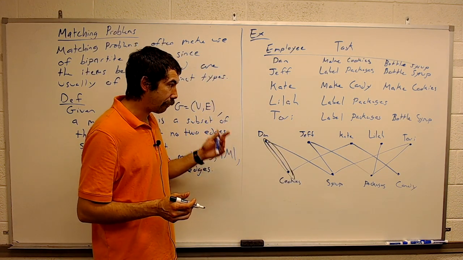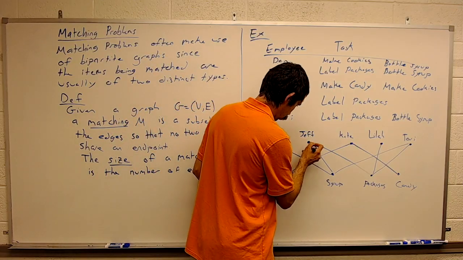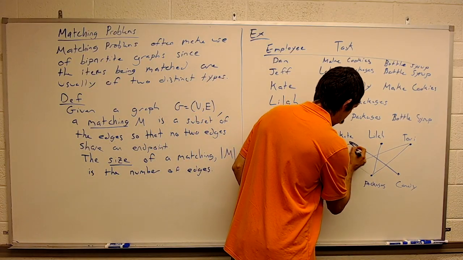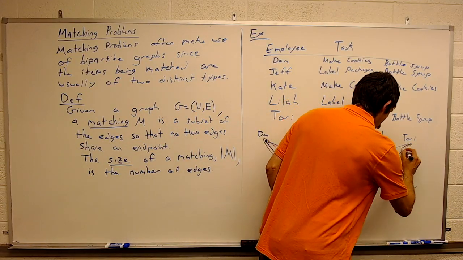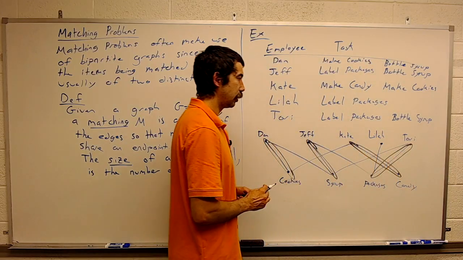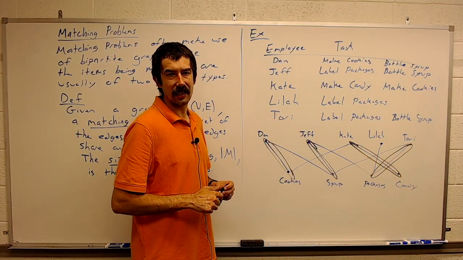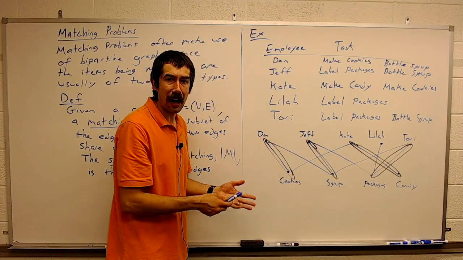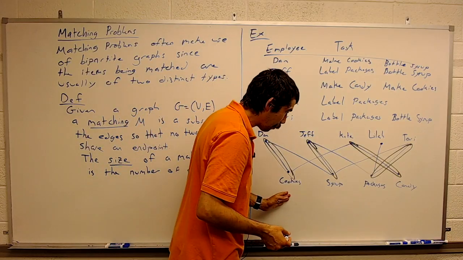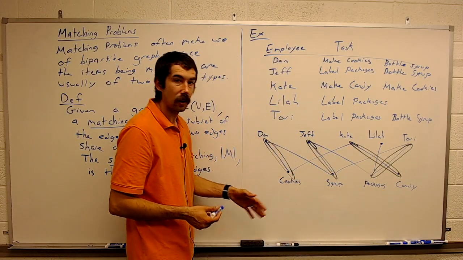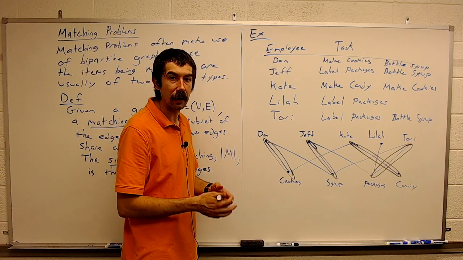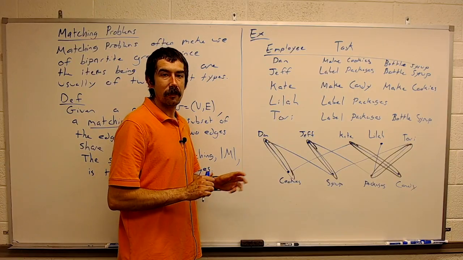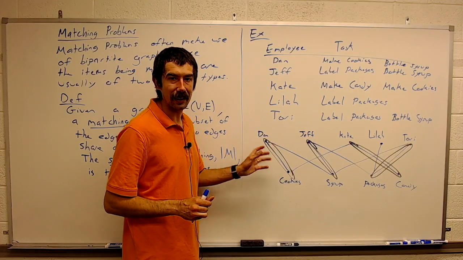And maybe Jeff could do syrup. Let's have Kate do the candy, and then Tori can do packages. So Lila, in this case, is left without a task. That's okay. But we know we got as many edges as possible because we were able to assign all of the tasks. Each task has an employee working on it. So no matter how hard we search, we can't do better than this.